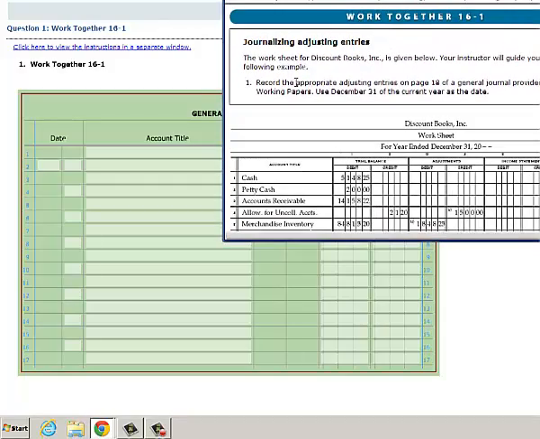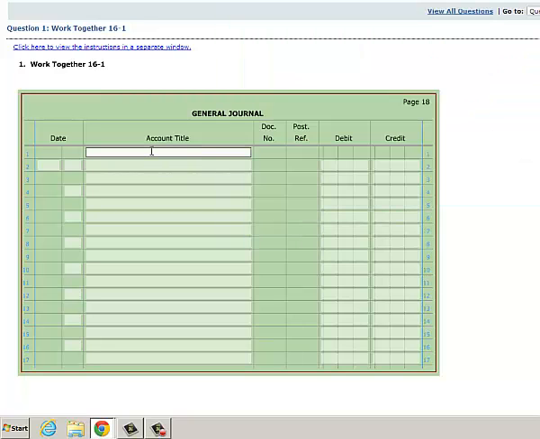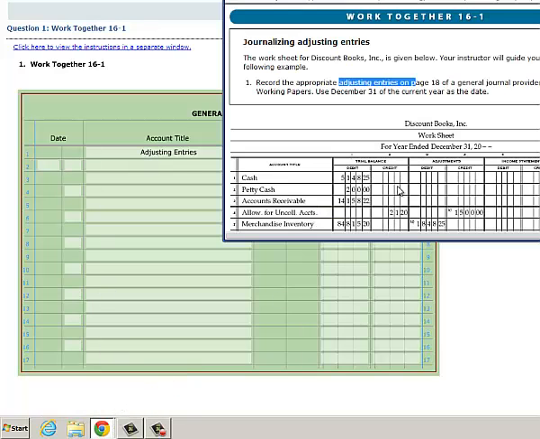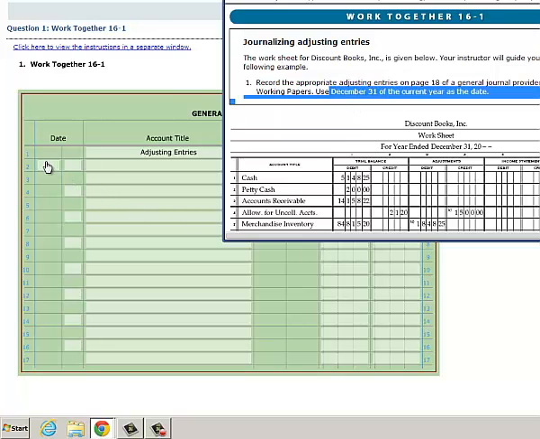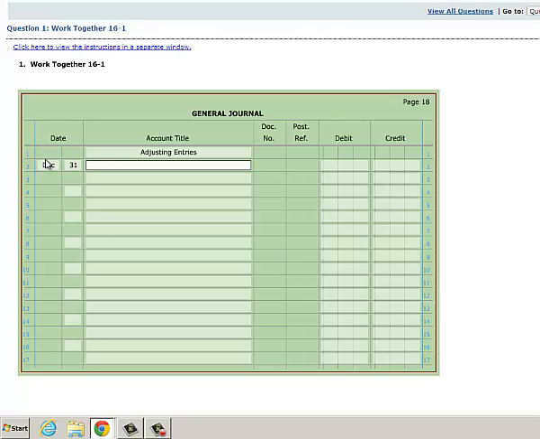First and foremost, it tells us right away that we are doing adjusting entries. So the first thing that we're going to do is type adjusting entries on the first line of the general journal. Adjusting entries, if you remember back in the day, always happen at the end of a period. So you'll see right here that it says use December 31st of the current year as the date. Therefore, all these are going to happen on the 31st. And I can just plug those dates in right away. I know all of them are going to be on the 31st.